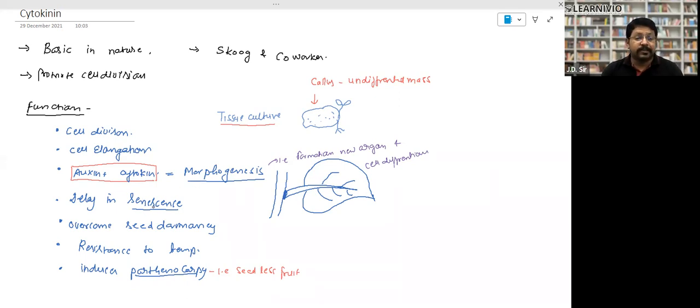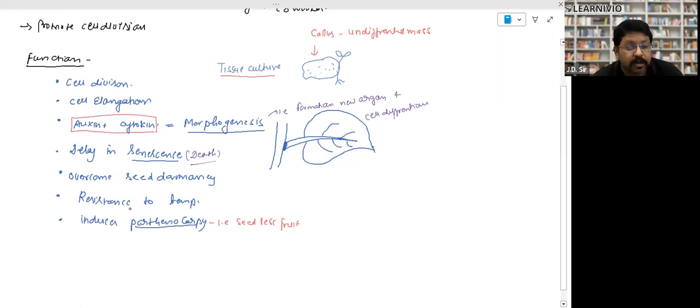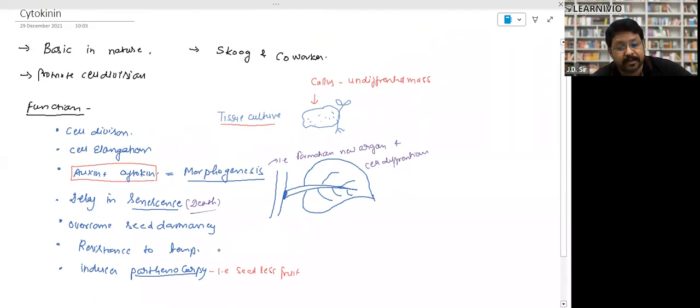They delay senescence. Senescence means death. Suppose the leaves of a particular beautiful plant are dying, or they are falling, defoliation is taking place, right? If you spray cytokinin, they will stay for a longer time, right? They overcome seed dormancy. Again, they remove seed dormancy. They provide resistance to temperature. They induce parthenocarpy. Parthenocarpy means seedless fruit, right?